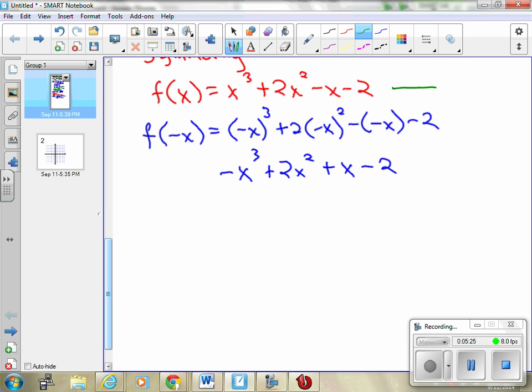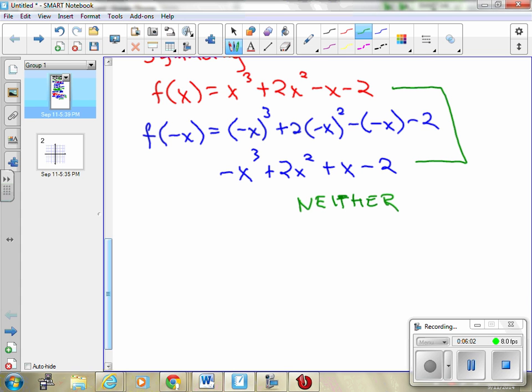So I want to compare these guys. If they're identically the same, perfectly the same, that's called an even function, and we're going to have symmetry across the y-axis. If they're exact opposites, that would mean that I would have a negative x cubed, a negative 2x squared, a positive x, and a positive 2. I don't have that either. So these are neither. So we do not have any particular symmetry here that we are going to see.